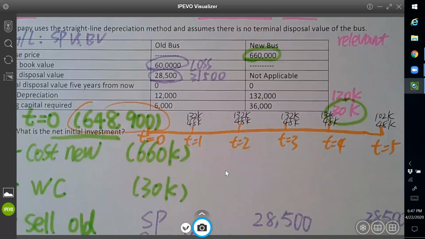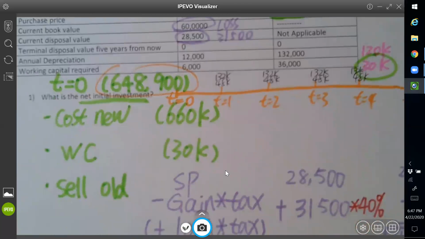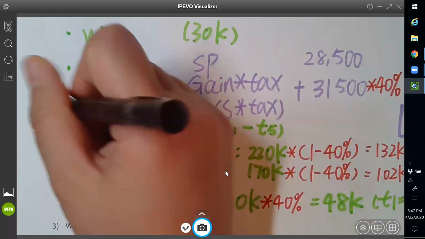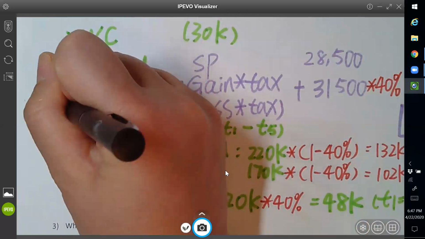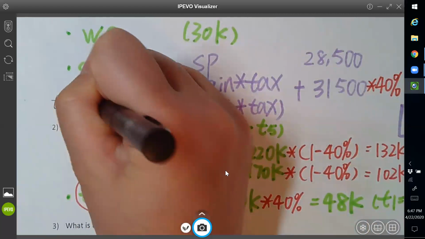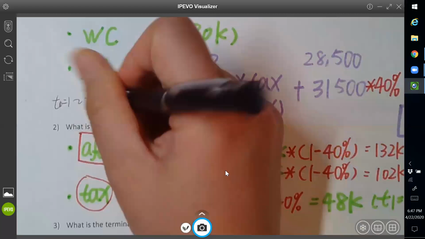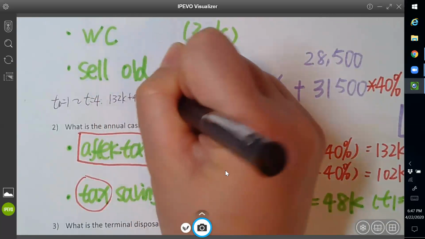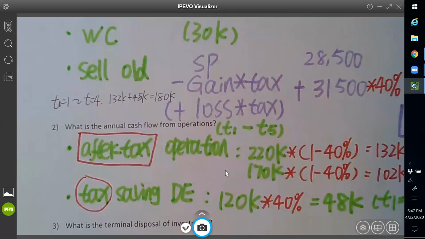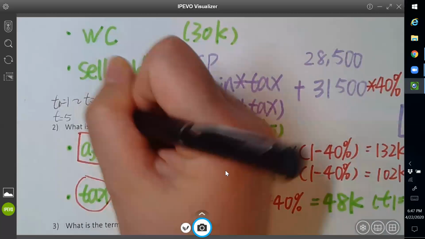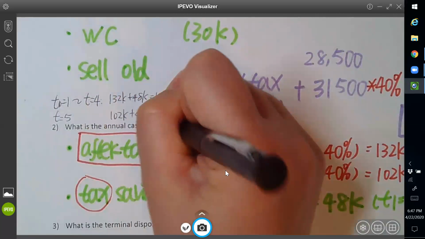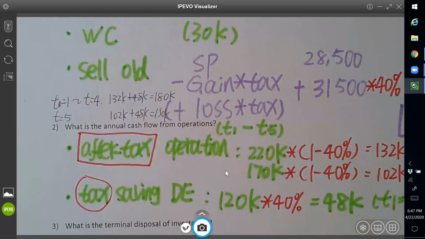So if I ask you, what's the annual cash flow from operation? Your answer should be, when t equals 1 to t equals 4, 132,000 plus 48,000 gives me 180,000. T equals 5 is 102,000 plus 48,000 gives me 150,000. Does this make sense? Okay.